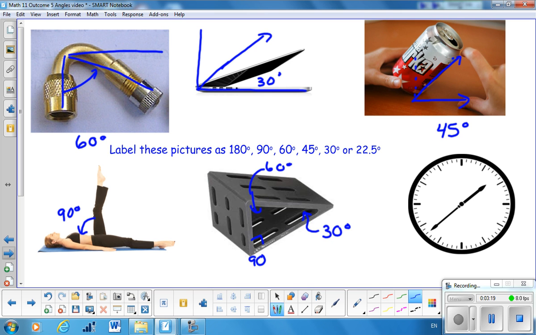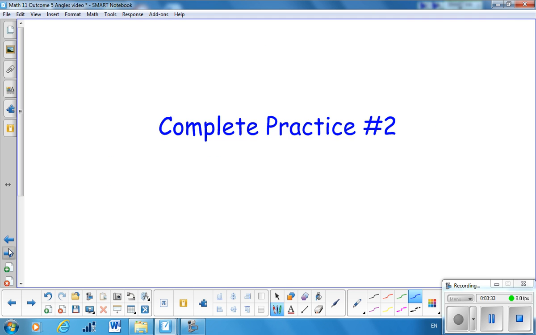The hands on our clock go from here to here. That is awfully close to being a 180 degree or a straight angle. Please complete practice number 2.